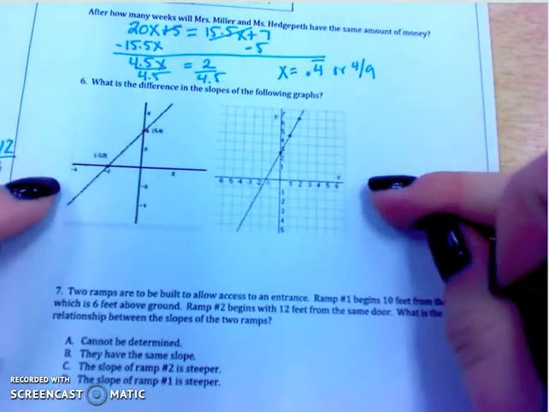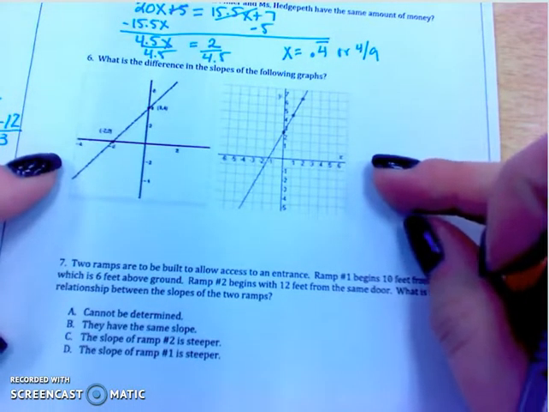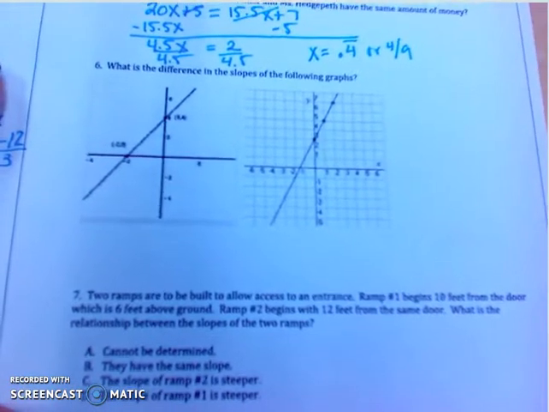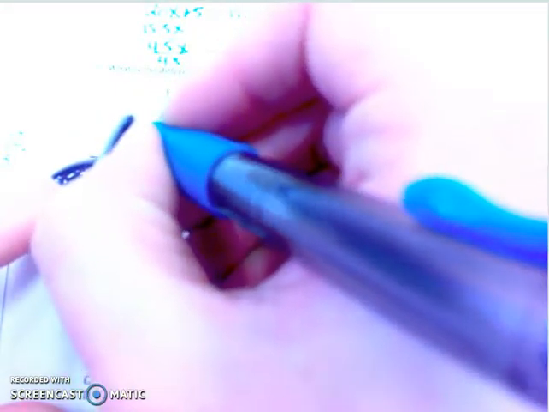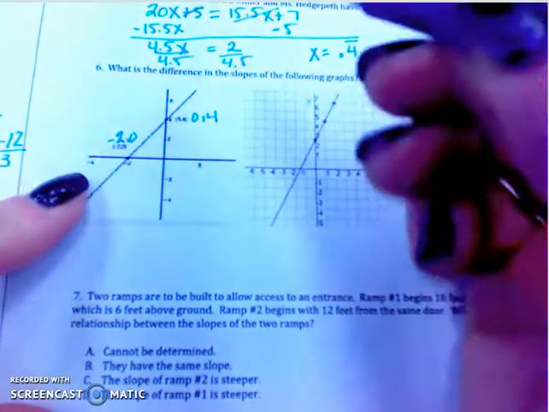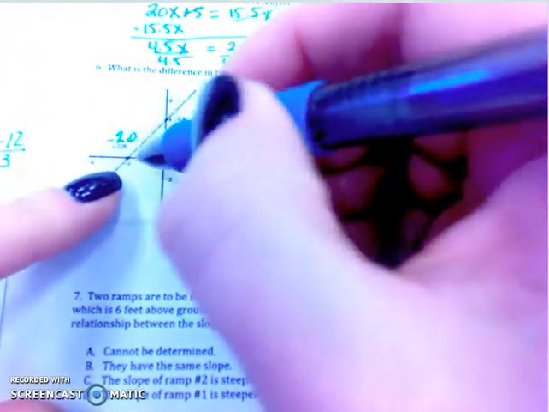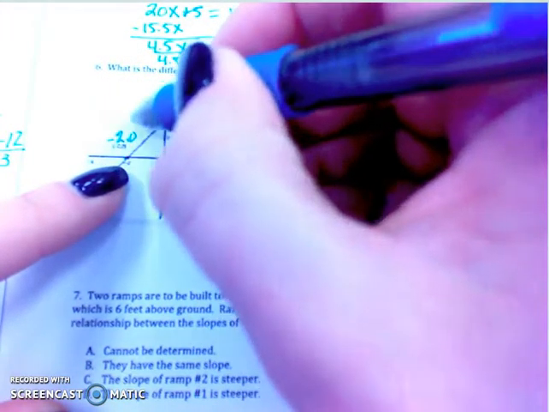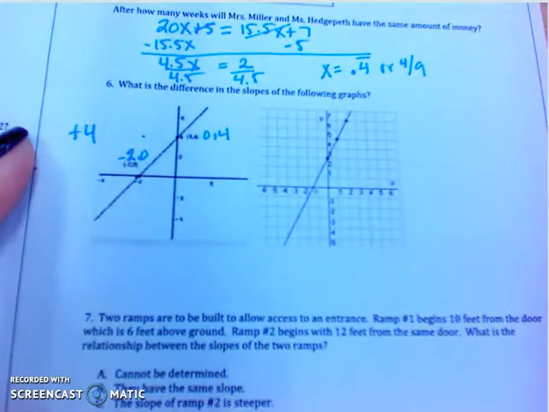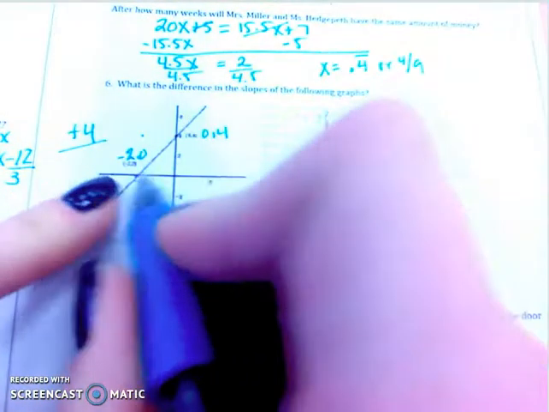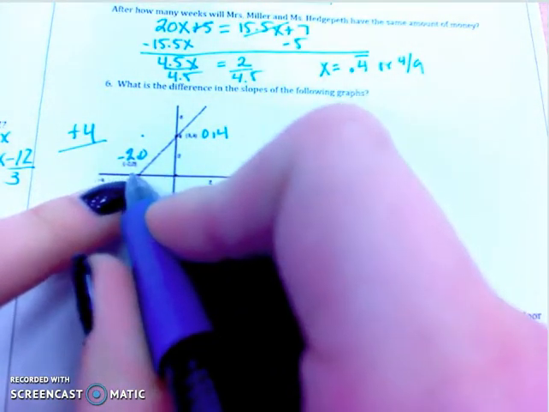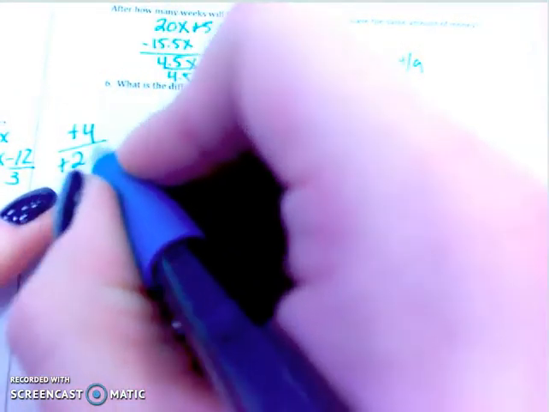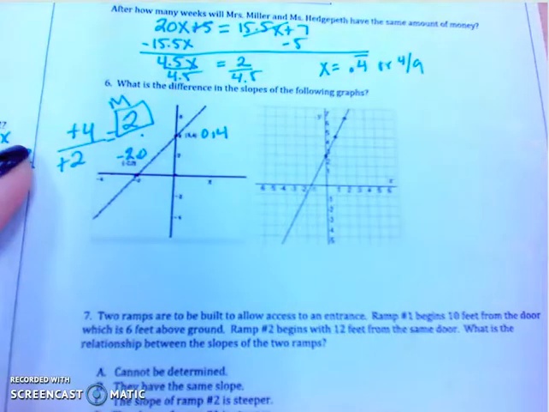All right, what is the difference in the slopes of the following graphs? Okay, I know that this is hard to see, but those points are also written for you. It's -2, 0, if you can't see it, and this is 0, 4. Okay, I'm going to do rise over run. I'm going from 0 up to 4, so that's going up 4. And then I'm going from -2 over to 0, so that's going right 2. So the slope is 4 over 2, which is 2. That's the slope here.